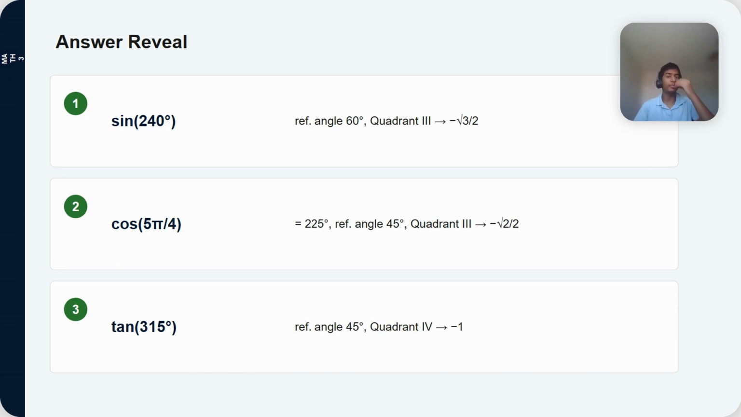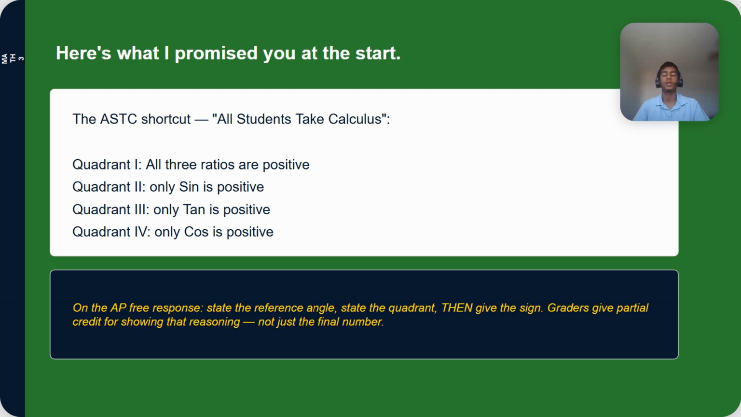Okay, let's work through these, not just the answers, the reasoning. Number 1, sine of 240. Reference angle 60 degrees, quadrant 3. So it's negative root 3 over 2. Number 2, cosine of 5 pi over 4. That's 225 degrees. Reference angle 45. Quadrant 3 again. Negative root 2 over 2. Number 3, tangent of 315. Reference angle 45. Quadrant 4, where tangent is negative, so negative 1. If you got 2 of 3, you already know this better than most of your class.